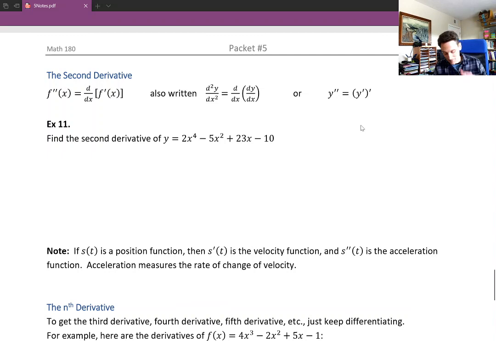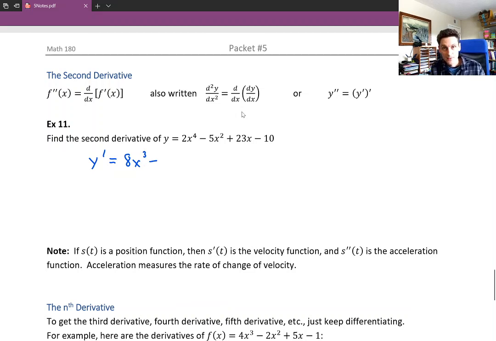All right, so to see how it works with example 11, we have this function y equals 2x to the fourth minus 5x squared plus 23x minus 10. And to find the second derivative, we first need to find the first derivative. So y prime, we'll call it. We could also call it dy/dx if we wanted to. I'm going to go with the easier notation. So the first derivative, using the power rule, would say that the 4 would multiply in front, you'd subtract 1 from the exponent, and you would get 8x cubed.